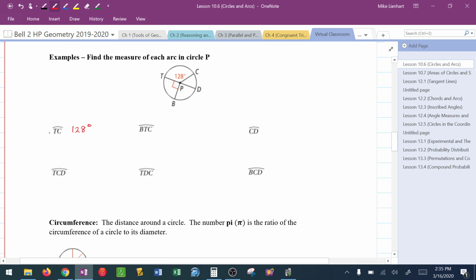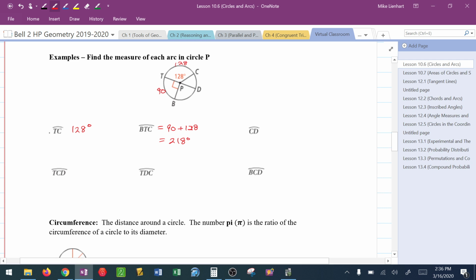All right. The second one they want me to find is the measurement of arc BTC. Well, we already said this arc up here is 128. I know that arc BT can be found because its central angle is 90 degrees. So this arc is 90. I know that arc BTC is made up of arc BT plus arc TC. So I'm going to say 90 plus 128. And if I add those correctly together, I get 218 degrees. It makes sense. That's more than 180. They use 3 letters. A major arc is equal to 218 degrees in this case.